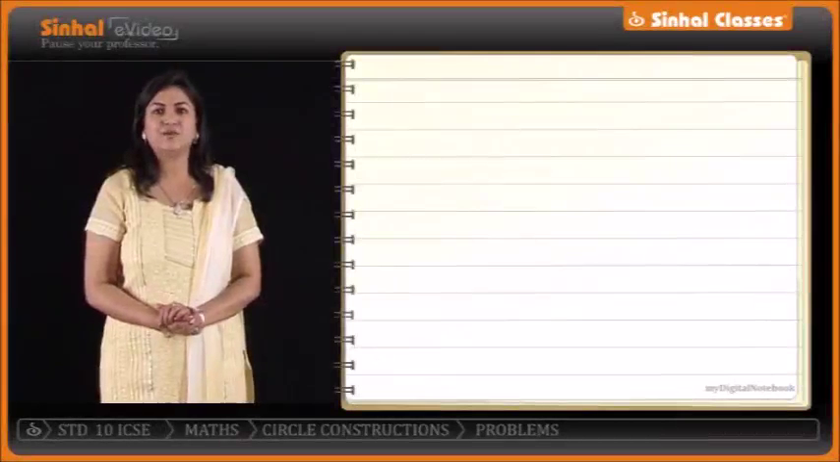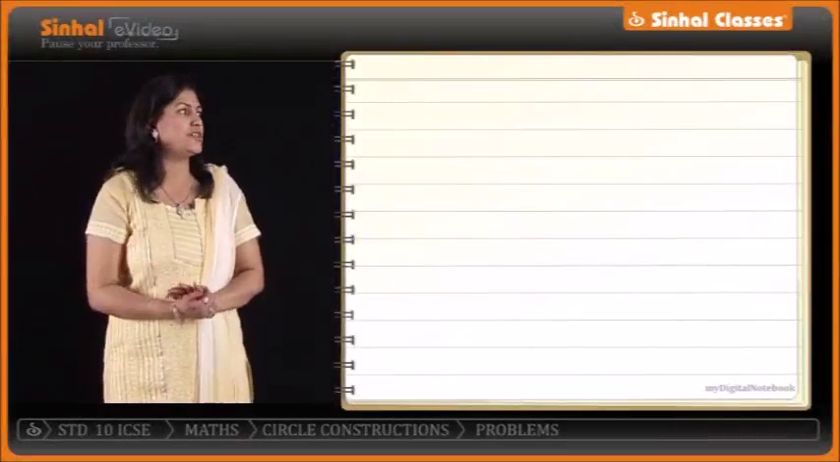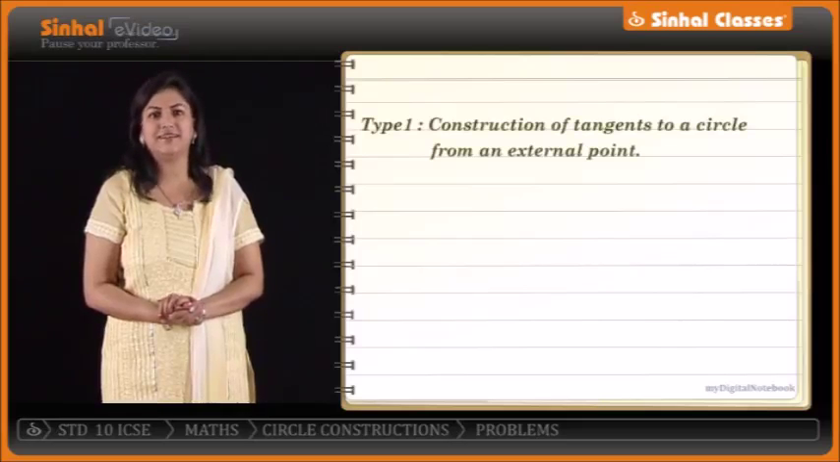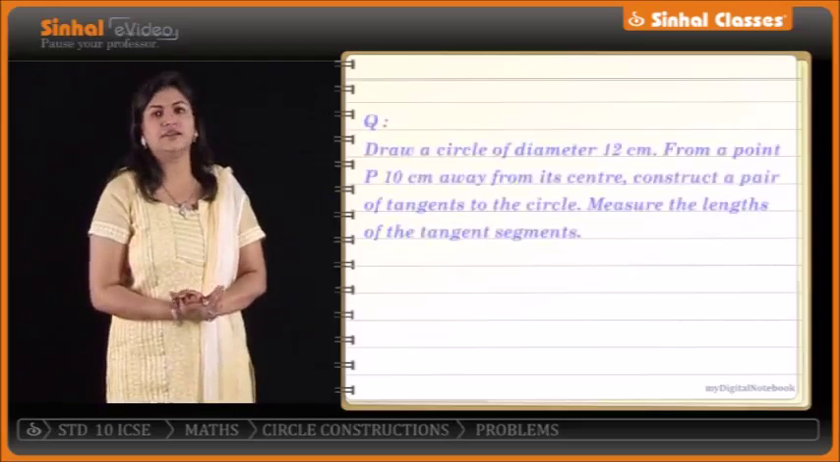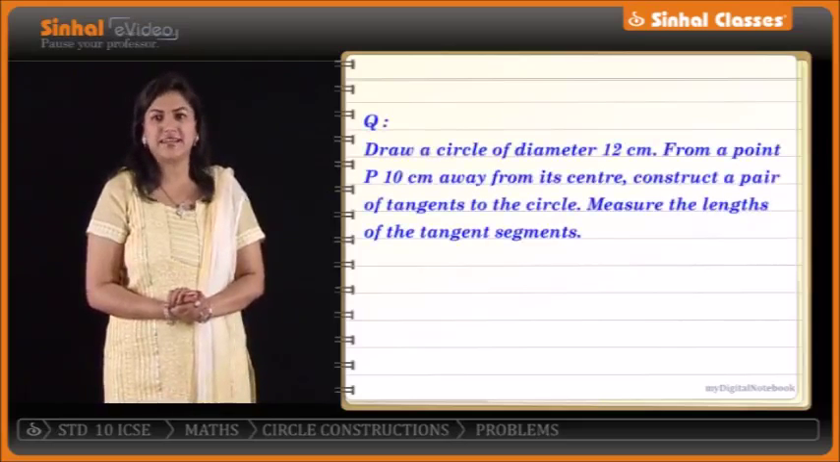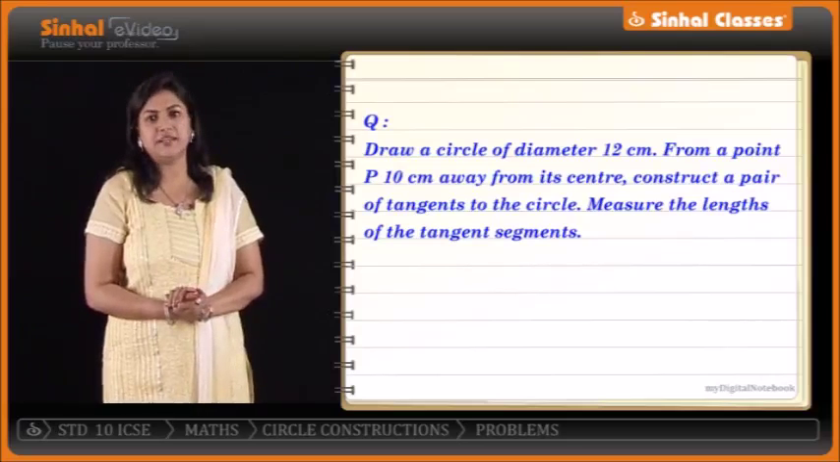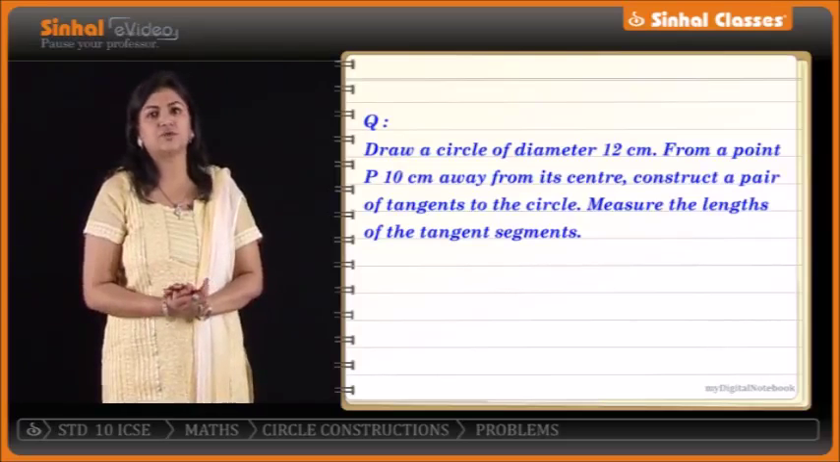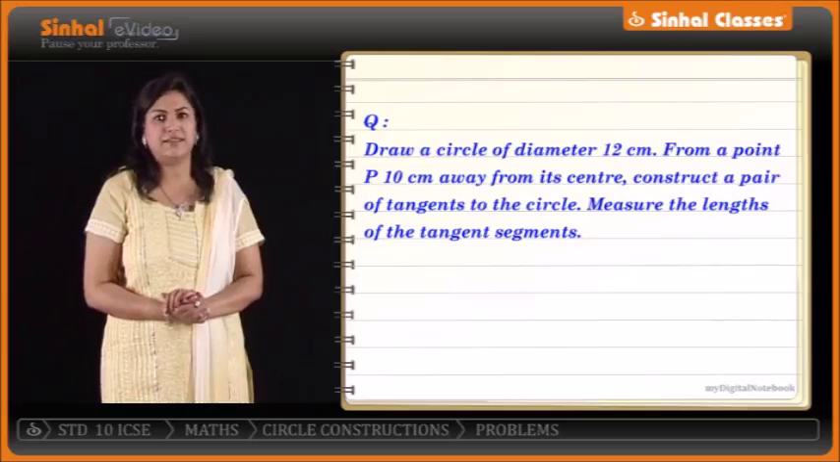Now let's start with the problems based on this topic. We take the first type, that is, to construct tangents to a circle from an external point. Let's take the first problem here. Draw a circle of diameter 12 cm. From a point P, 10 cm away from its center, construct a pair of tangents to the circle. Measure the length of the tangent segments.